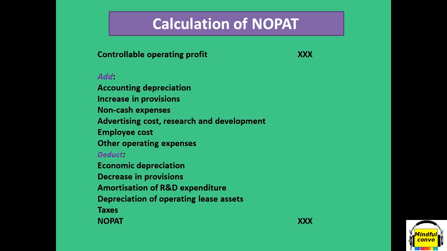Then you have to think from the perspective of economics, because EVA is related to economic profit. In the accounts everything is from the accounting perspective, but here we have to calculate it from the economic perspective. While calculating profit, the depreciation would have been deducted. So we will add back the depreciation and deduct the economic depreciation so that we get the correct economic profits.